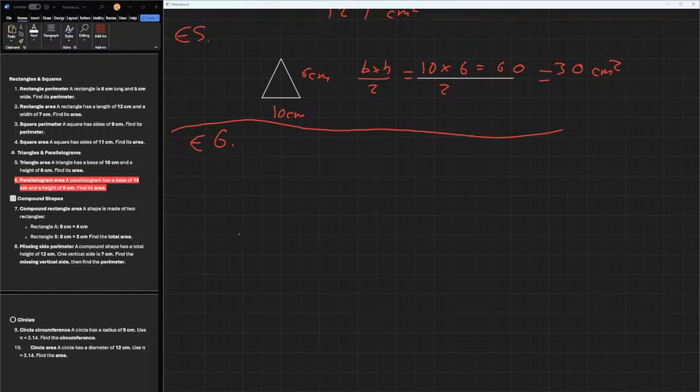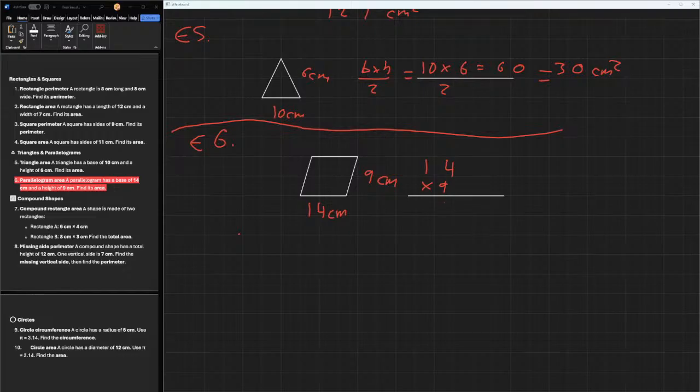A parallelogram has a base of 14 centimeter and a height of 9 centimeter. Find its area. So remember, for the area, something I didn't tell you is width times the height. So 14 times 9.